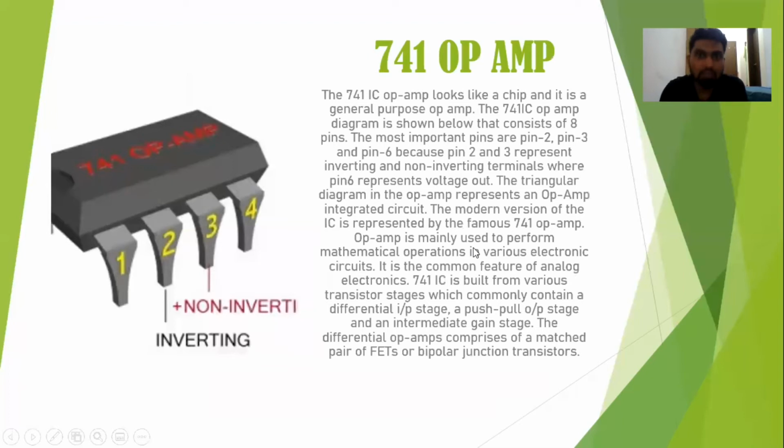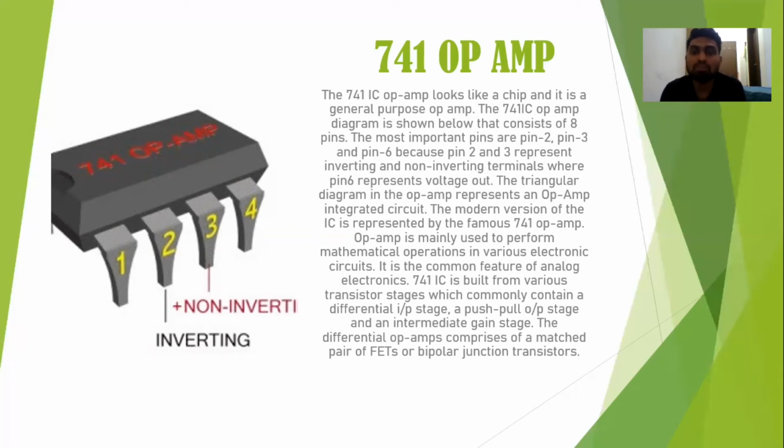Okay, the next component used in our circuit is the 741 op-amp. The 741 IC op-amp looks like a chip. It is a general purpose op-amp. The 741 IC op-amp diagram is shown below, and it consists of 8 pins.